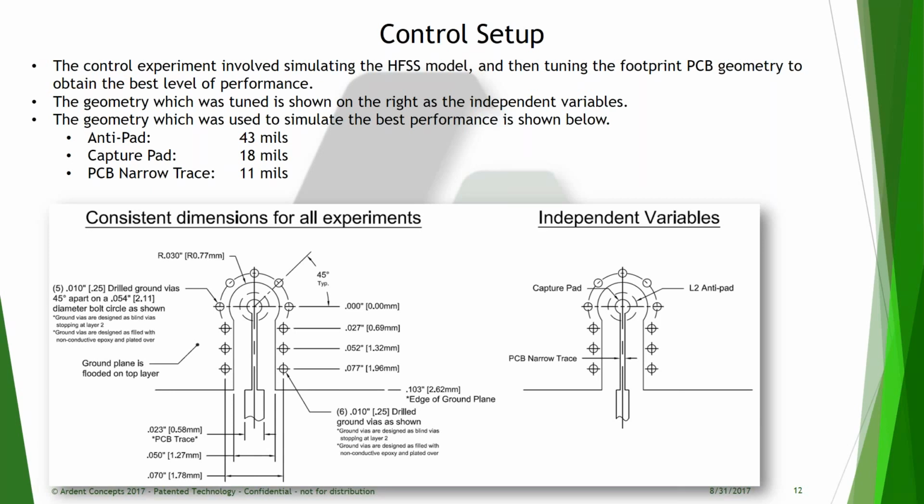We used an L2 anti-pad of 43 mils. We used a top layer capture pad of 18 mils. And the PCB narrow trace was 11 mils. Now, I'd like to call your attention to the consistent dimensions, which are shown on the bottom left. You'll note that the PCB trace for all experiments was 23 mils. And essentially what we're talking about with the PCB narrow trace is that when the PCB trace enters into the TR footprint area, we must neck down the trace. And that's why it becomes 11 mils.